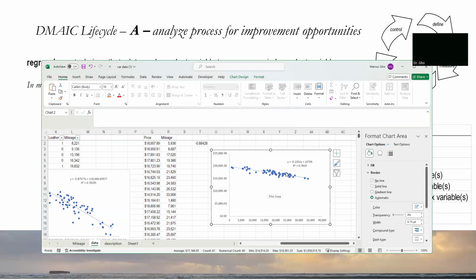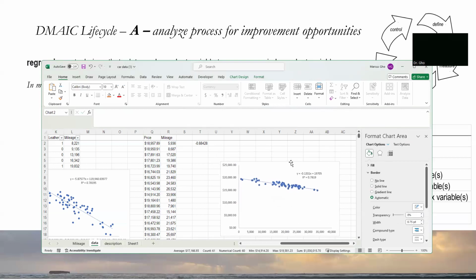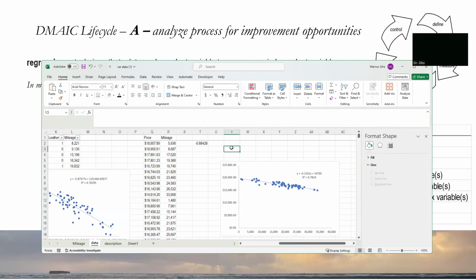Okay, so now we have this. What this is saying is for every mile that we drive, we lose 13 cents. That's where the negative 13 times X comes from. So if you're selling a Malibu with 0 miles on it, it's going to be $19,700. And then for every mile you drive, you lose 13 cents. And so if you have, for example, let's do 25,000 miles.